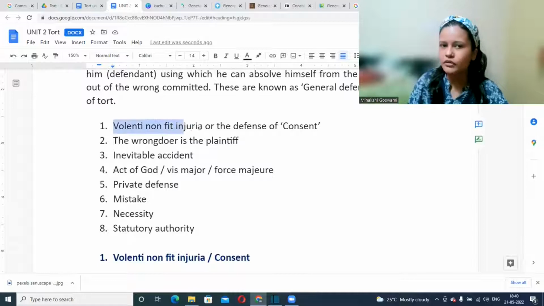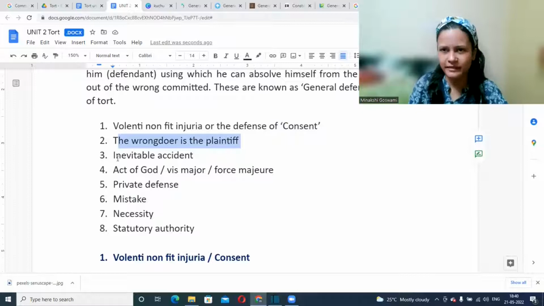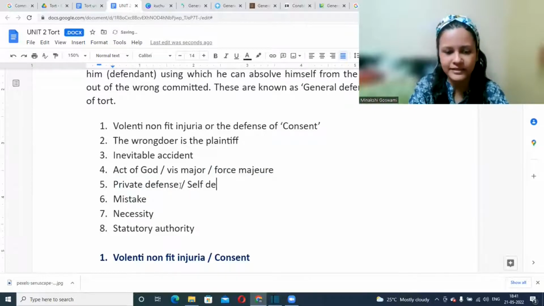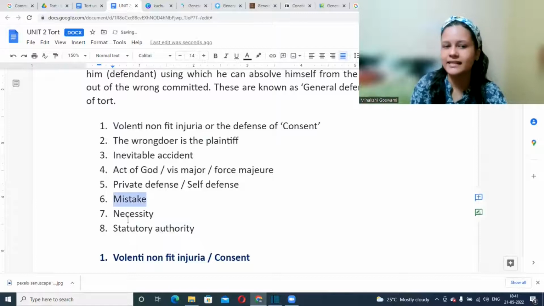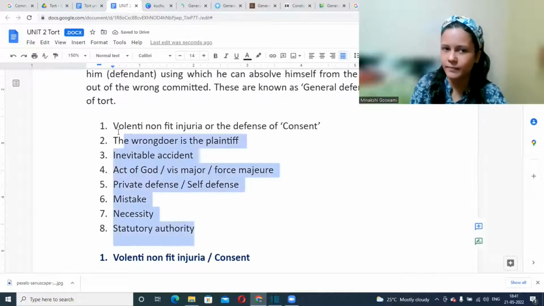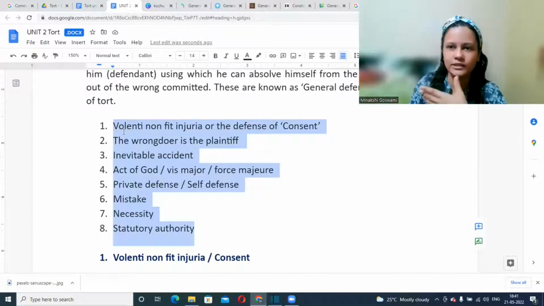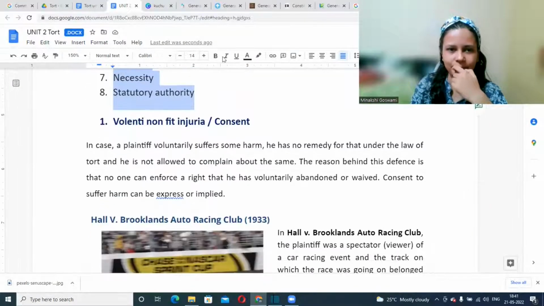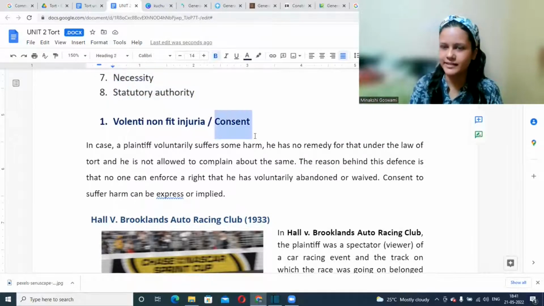First one being volenti non fit injuria, also called the defense of consent. The wrongdoer is the plaintiff, or the plaintiff being the wrongdoer. Inevitable accident. Act of God, which is also called vis major or force majeure. Private defense or self-defense, mistake, necessity, and statutory authority. Remember these 8 points along with their alternate names. All right, so we will see what these different types of defenses are. First one being volenti non fit injuria or the defense of consent. So what is consent?